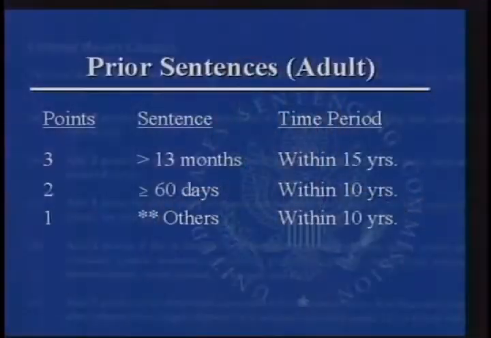So we'll move first to adult prior convictions. And we have a chart that will assist you in determining the number of criminal history points to assign to each prior criminal conviction.